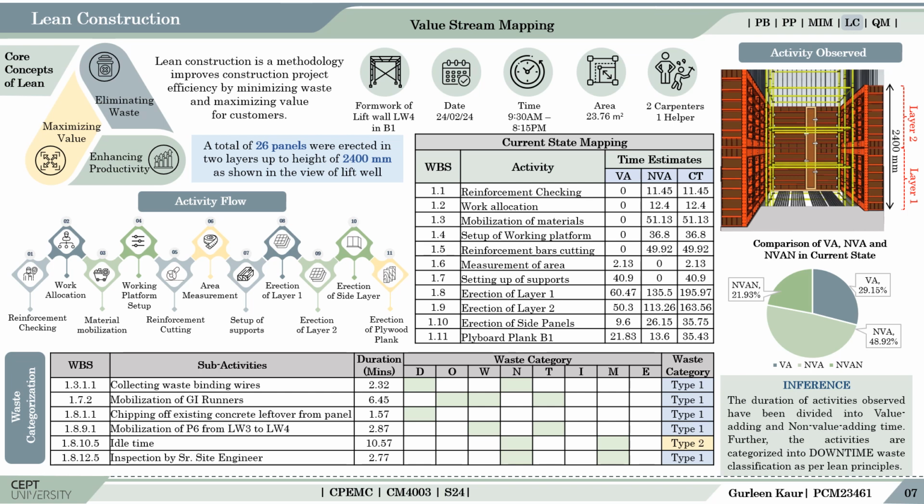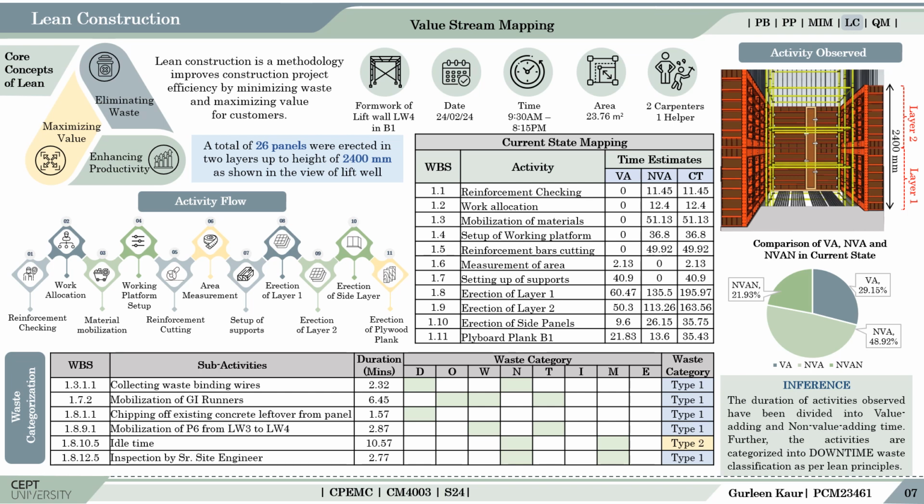To perform the activity of VSM, the entire day's process was observed and made in MSP, and the time taken for each activity was noted down. The flow of activities started with the inspection of binded reinforcement bars, followed by erection of working platform, mobilization of tools, equipments and materials, and finally to the erection of panels.